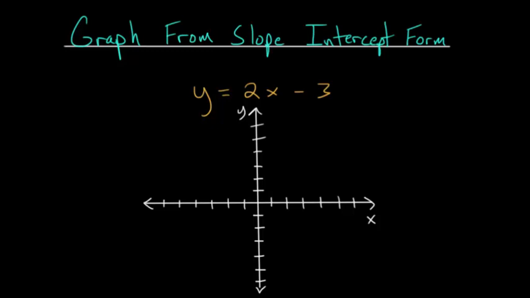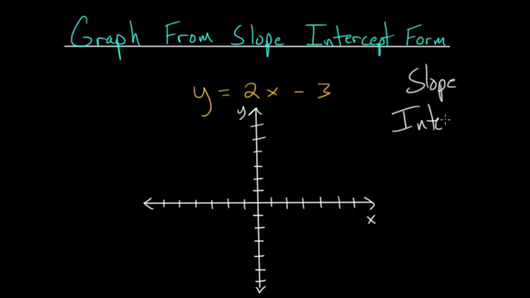In this video, I'd like to talk about how to graph the equation of a line when it's given in slope-intercept form. So we're given this example, y is equal to 2x minus 3. And just as a reminder, let's first discuss what slope-intercept form is. So let me just write that down.